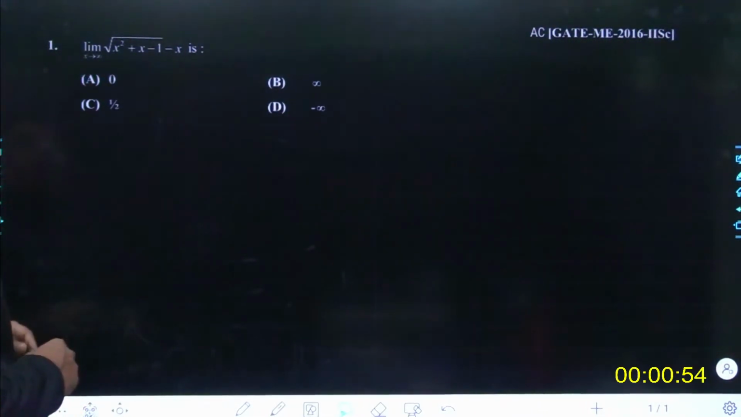Limit x tends to infinity, root over of x square plus x minus 1, and then minus x outside, is equal to, and 4 different options are given.